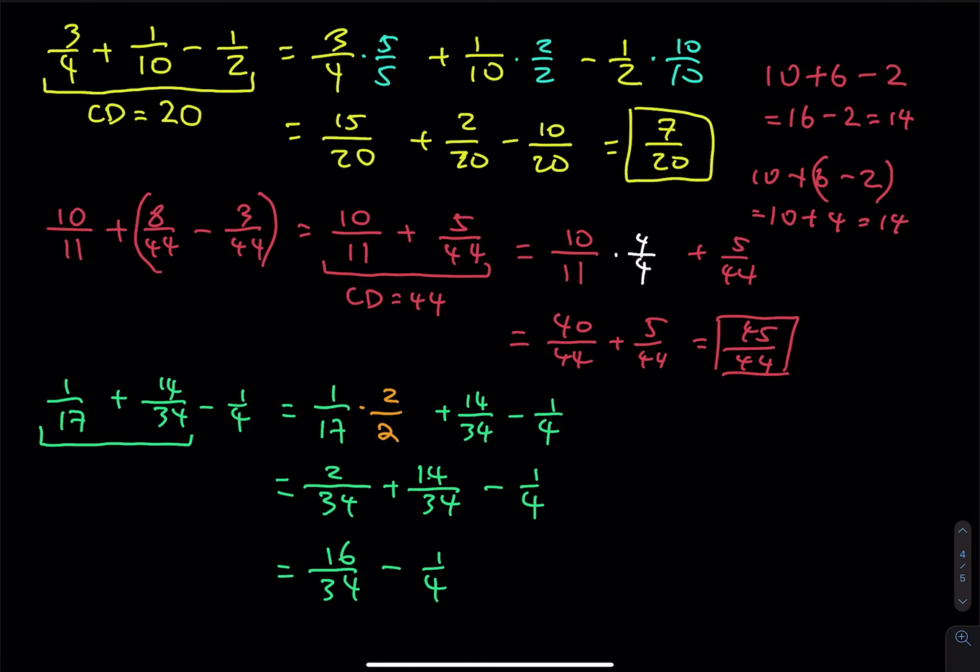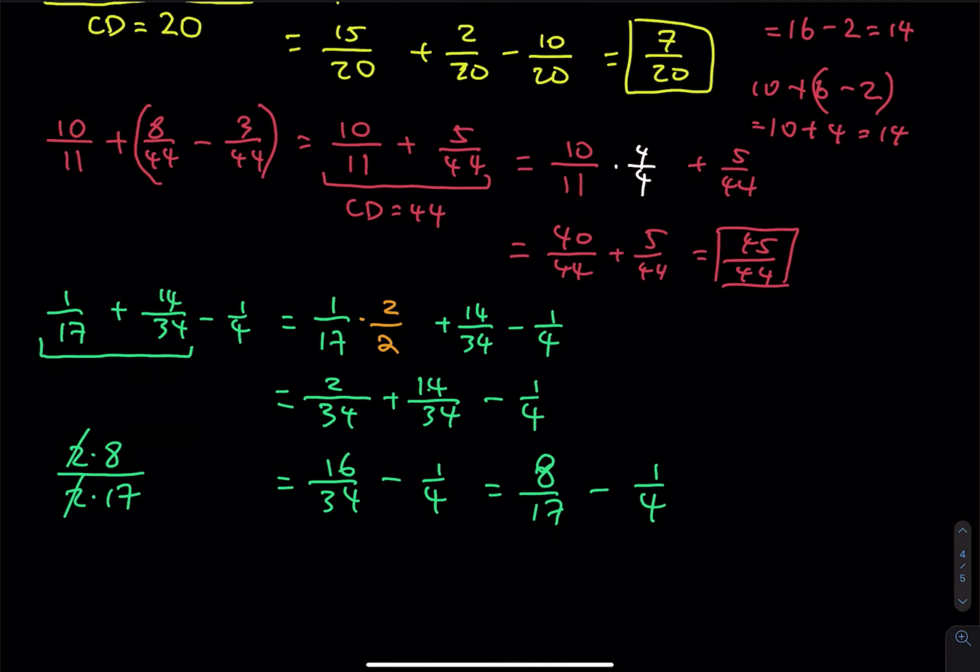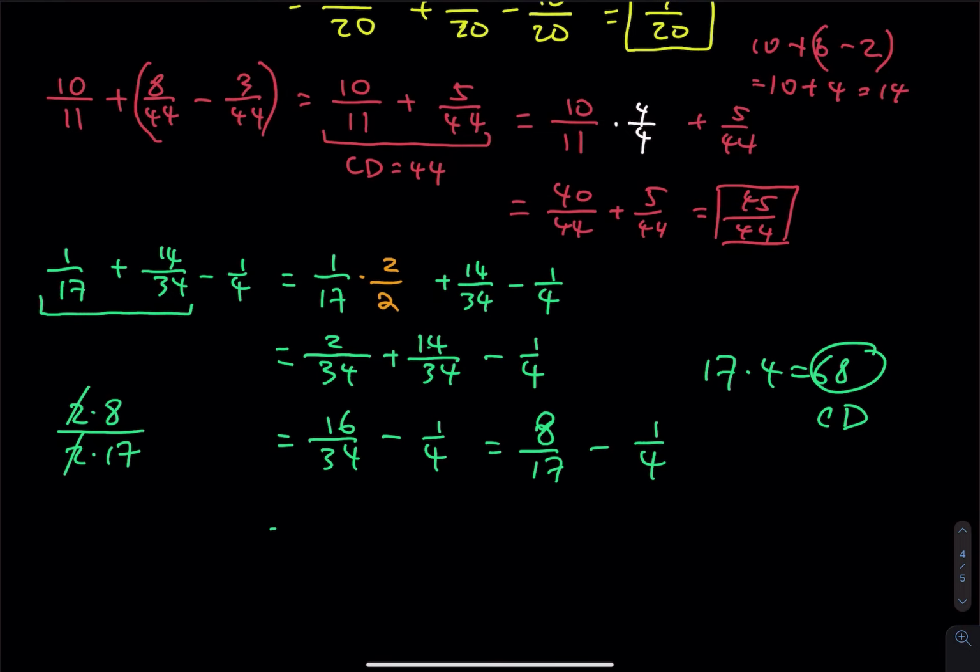Okay, 34 and 4. Oh, by the way, the 16 and the 34, they are both even, right? So 16 is 2 times 8. 34 is equal to 2 times 17. When you reduce that, you have 8 over 17 minus 1 over 4. So this one, the 17 and the 4, I will just do this. 17 times 4 is equal to 68. Then I will just use that as a common denominator. So 8 over 17 minus 1 over 4.